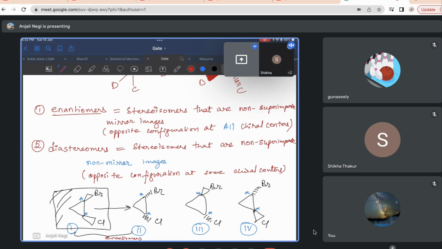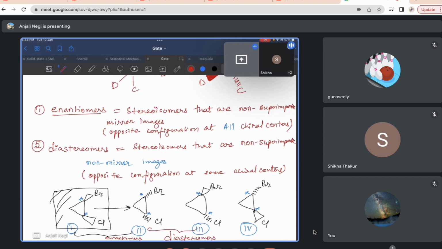Now number 2 and number 3. If I place a mirror here, this bromine, above or below, will definitely reflect, but this chlorine, if it is below, must have gone above, correct? So they are not mirror images. And since they are not mirror images, let's try to superimpose them. While trying, these two can overlap, but these two cannot. So they are non-mirror images, and they are non-superimposable. That is why they are diastereomers.